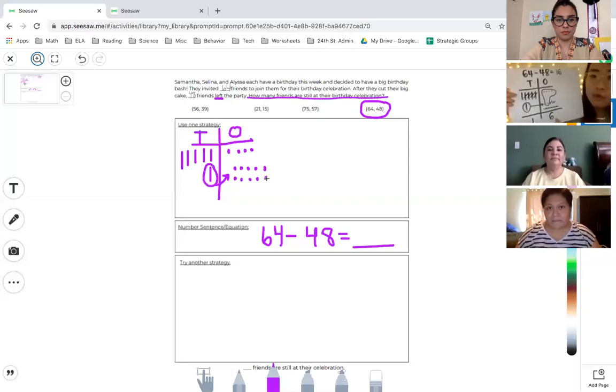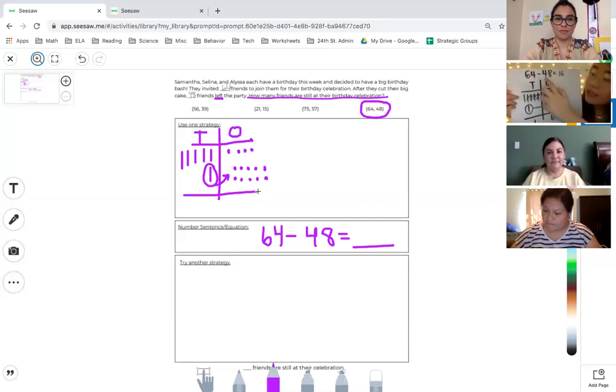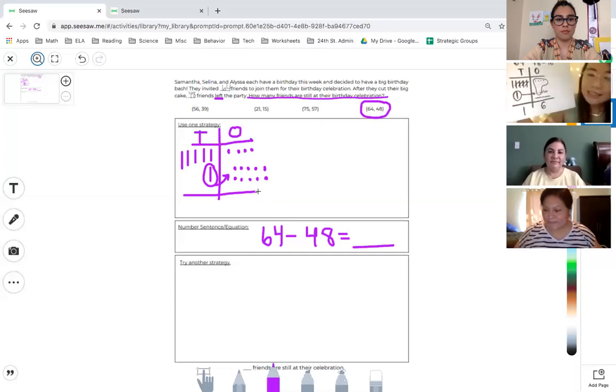But I'm not just subtracting by 8, I'm subtracting by 48. So I can't forget my tens over here. So I took away 4 tens as well. 1, 2, 3, 4. And then I counted the number of tens I had left, which is just 1 because we use this one to decompose. So I had 1 left there, and so my answer was 16.